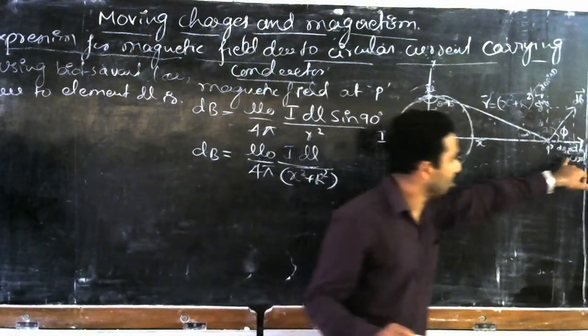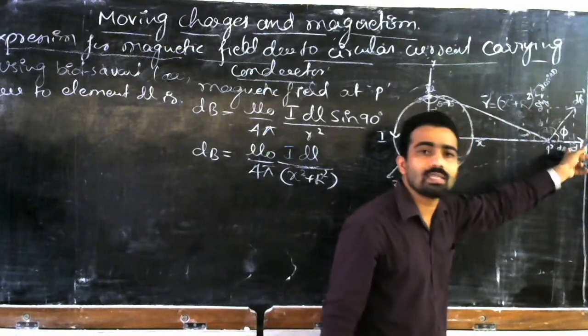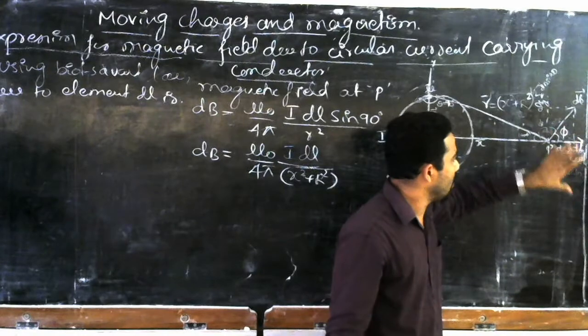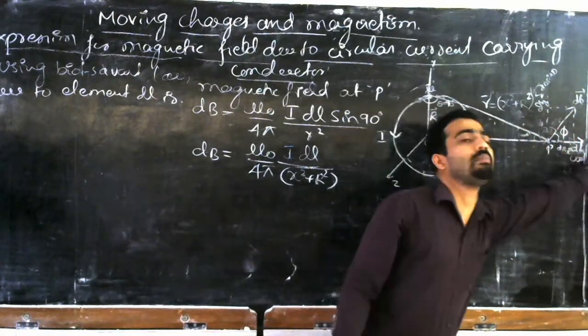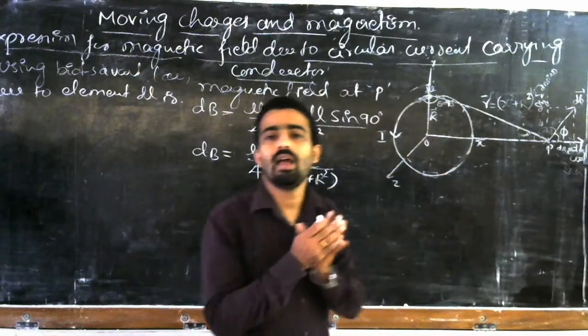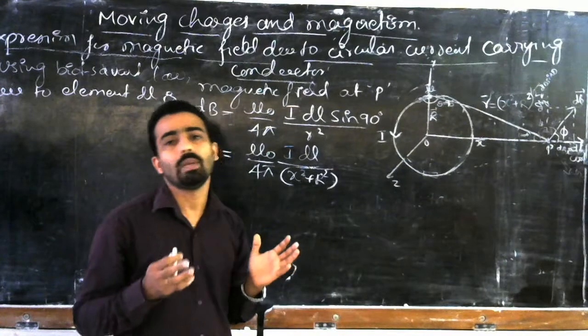But what about the dBx, on the x axis? The magnetic field due to both the elements along the x axis will be in the same direction. That is why they will add to each other. So this is a concept we should keep in our mind.